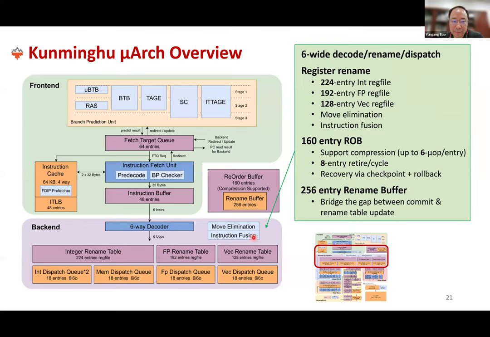For the backend, it is a 6-wide issue, out-of-order design, and for register renaming we have 224 entries for the integer register file and 192 entries for the floating-point register file and so forth. The ROB has 160 entries. The rename buffer is 256.